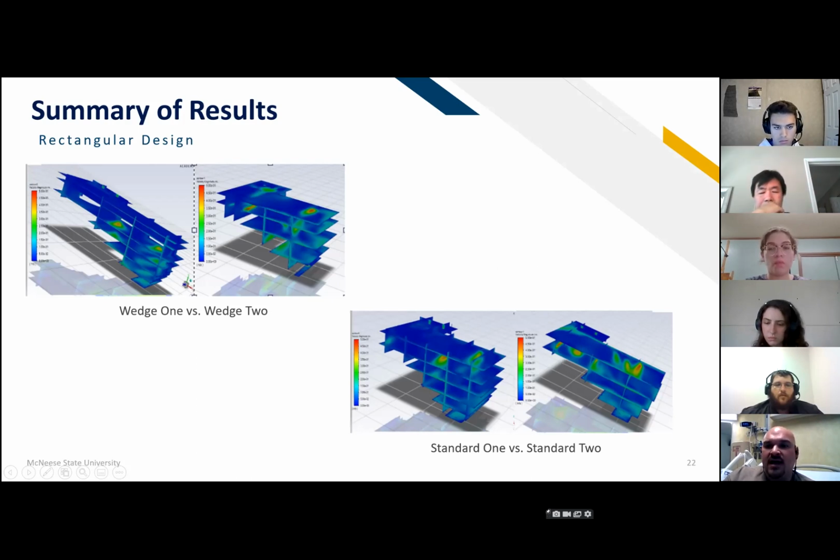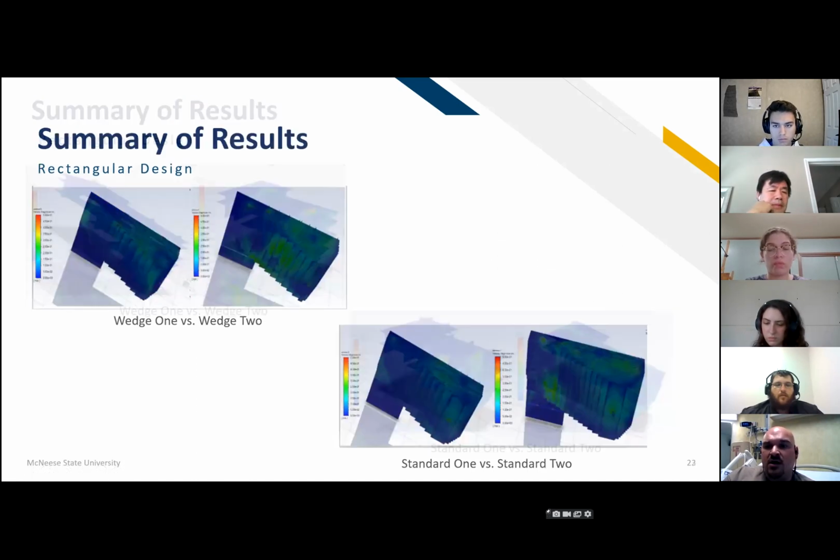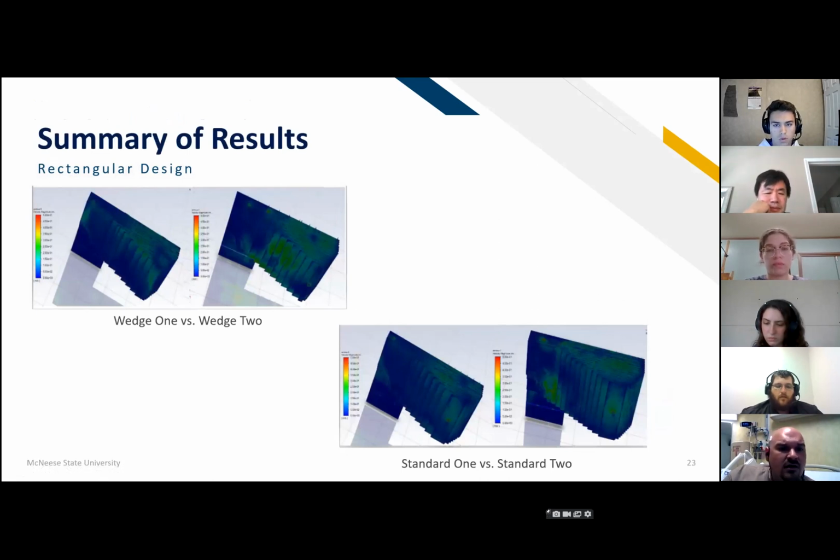So we'll go ahead and look at another set of results, and then we'll look at the numerical data to make a better decision. Again, we'll look at wedge 1 versus wedge 2 and standard 1 versus standard 2.